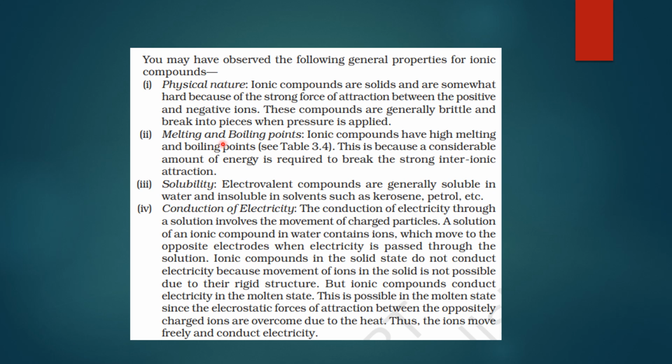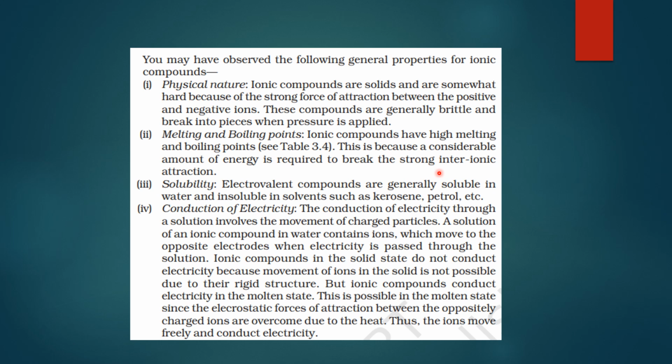Second is melting and boiling points. So they are high as we have seen. Why? Because the amount of energy required to break the strong interionic attraction is very high. Because you know the electrostatic forces of attraction are very strong and to break them you need a good amount of energy. And when you heat, the energy increases as you increase the temperature. So a very high temperature is needed to break these bonds.